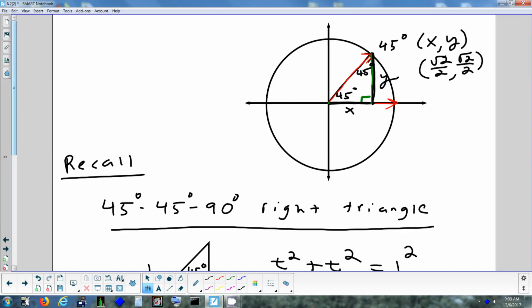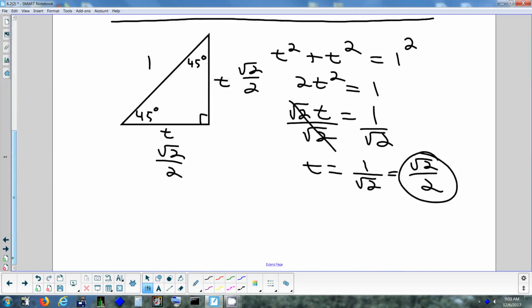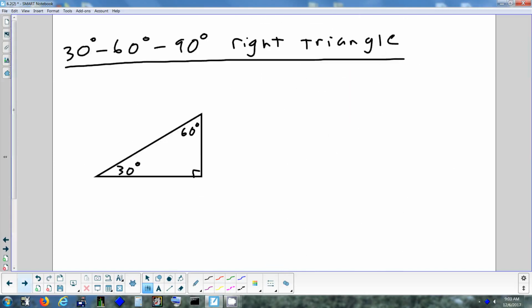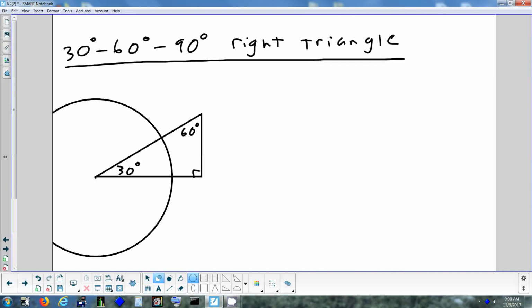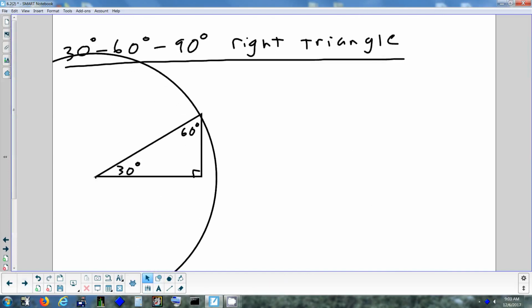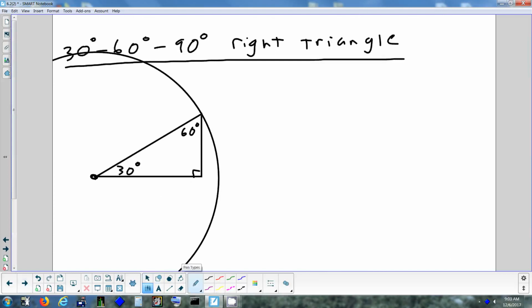Okay, let's look at doing the coordinate for 30, 60, 90. Okay, we'll do the same thing again. Pretend that this was inside a unit circle. Okay, kind of like that. This would be the center of my circle. Kind of goes off the page.